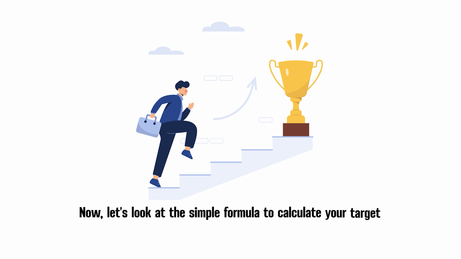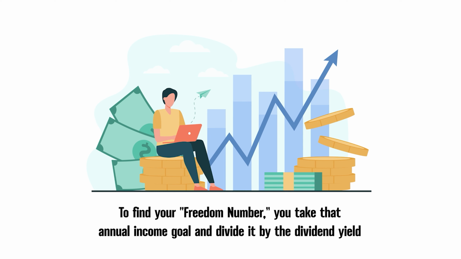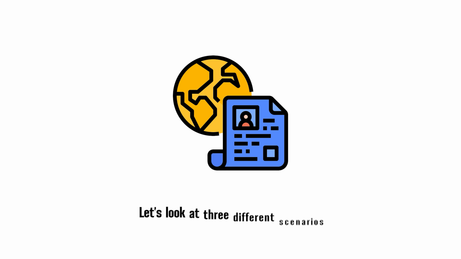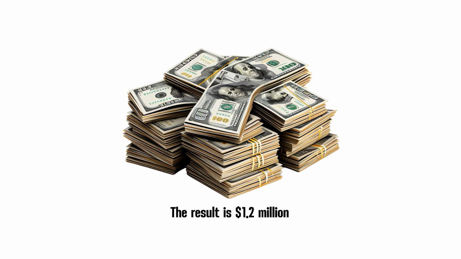Now, let's look at the simple formula to calculate your target. Our goal is $3,000 a month, which equals $36,000 per year. To find your freedom number, you take that annual income goal and divide it by the dividend yield. Let's look at three different scenarios. In scenario A, we assume a conservative 3% yield. In this case, you take $36,000 and divide it by 0.03. The result is $1.2 million.